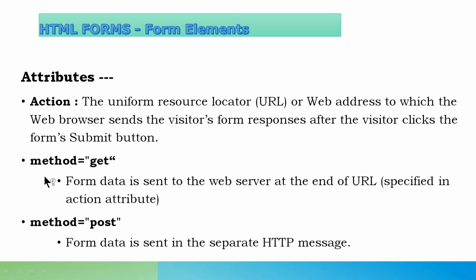The next attribute is method. Method will take two different values. One is get, the other one is post. Then what is method? The method attribute specifies how to send form data. The form data is sent to the web page which is specified in the action attribute.